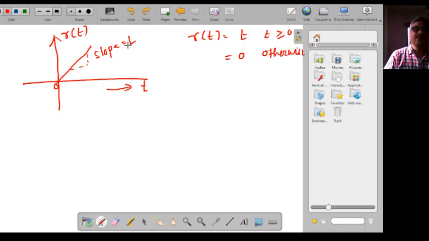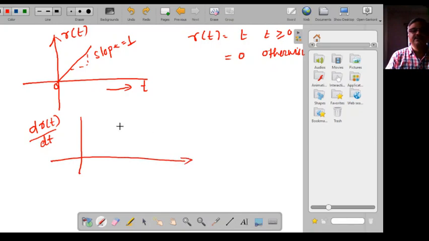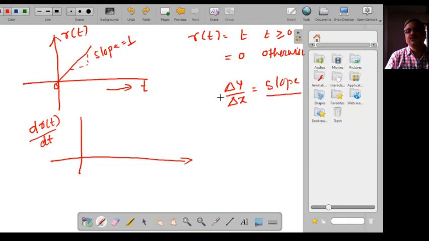If we are interested in finding the derivative, so if we want to plot dR(t) by dt, then we know that a derivative is nothing but a slope. Actually it is dy by dx. So the slope of this line is equal to 1. When we plot dR(t) by dt with respect to t, we get a constant slope, which is 1. So we get a constant line here.